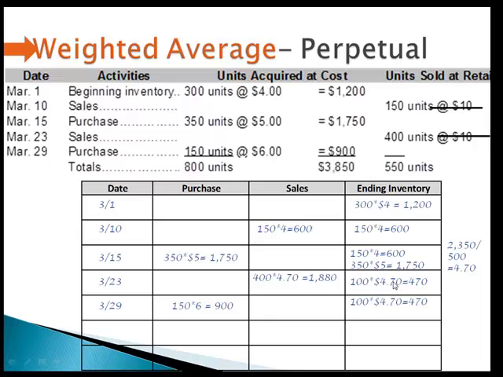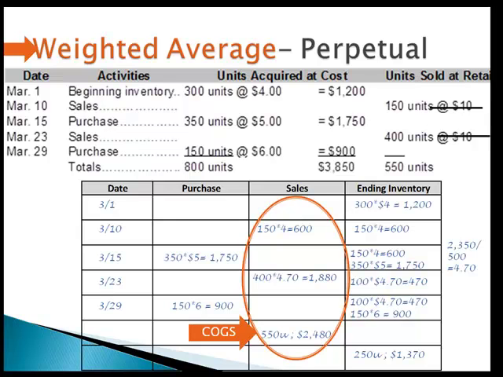My last purchase would be 150 units at $6. Again, I'm going to take my old inventory, carry it down, add in my new inventory, and I can go ahead and calculate my total cost of goods sold. 550 units at $24.80. 250 units are in ending inventory at $13.70. If I added these two up, I should come to $38.50. If I wanted to do one more sale, I would go ahead and weight this last column. So 470 plus 900 is 1370, divided by units, 250. My new weighted average per unit would be 5.48. So the next sale would be at $5.48.